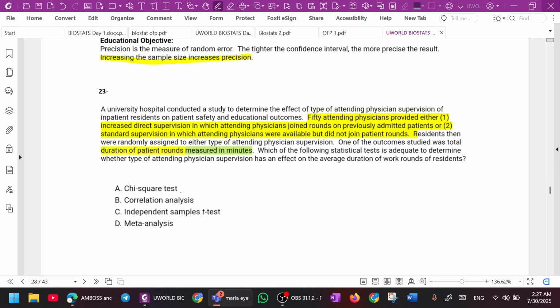One of the outcomes studied was total duration of the rounds, measured in minutes. Which of the following statistical tests is adequate to determine whether type of attending physician supervision has an effect on the average duration of work rounds for residents?